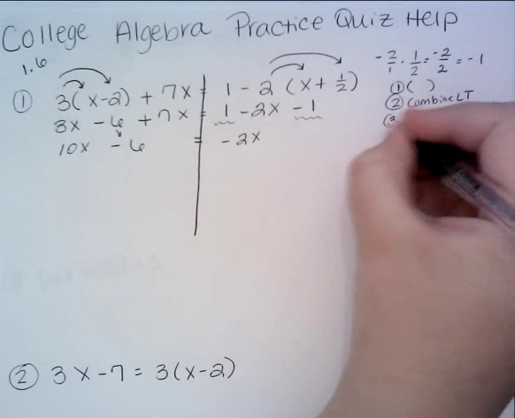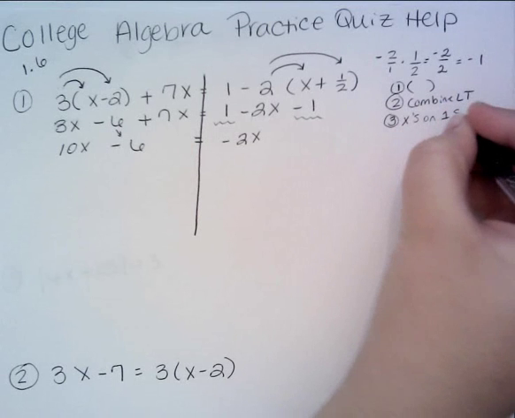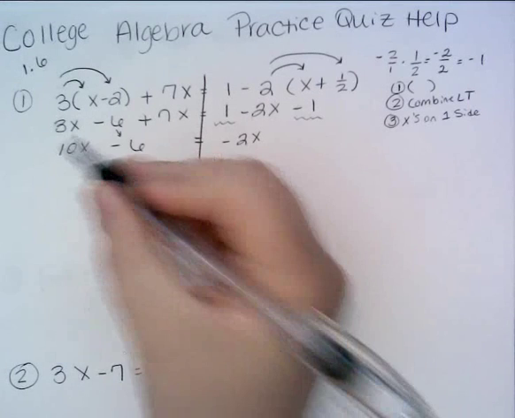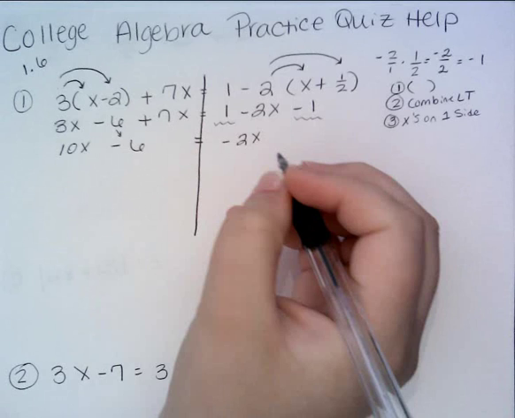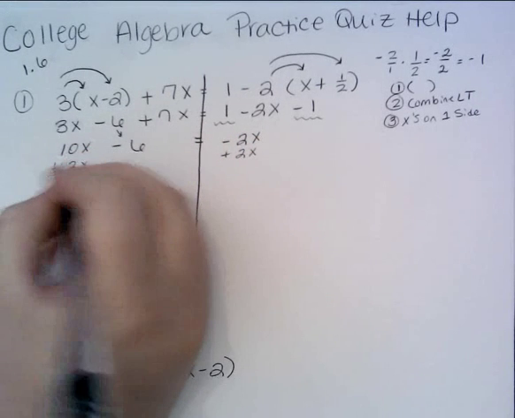So step 3, you get x's on one side. Okay? So we want to have all of our x's on one side or the other. Okay, so I always recommend that you move the smaller x because that keeps your x positive. So what I'm going to do, I'm going to look at my 10x and my negative 2x. Well, the number that's smallest is the negative 2x, so I'm going to add 2x to both sides.